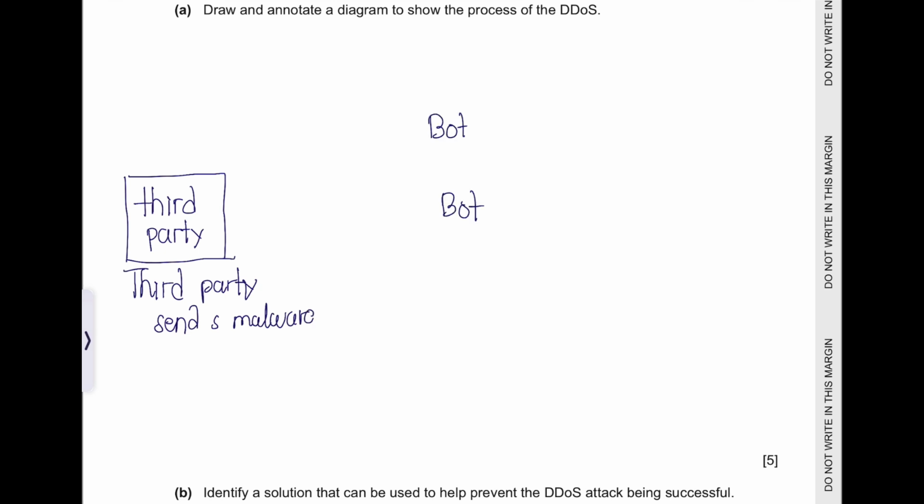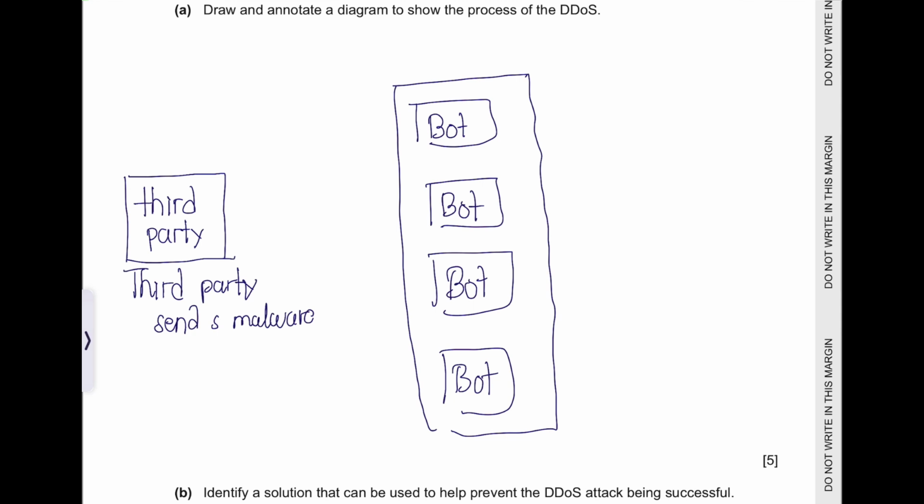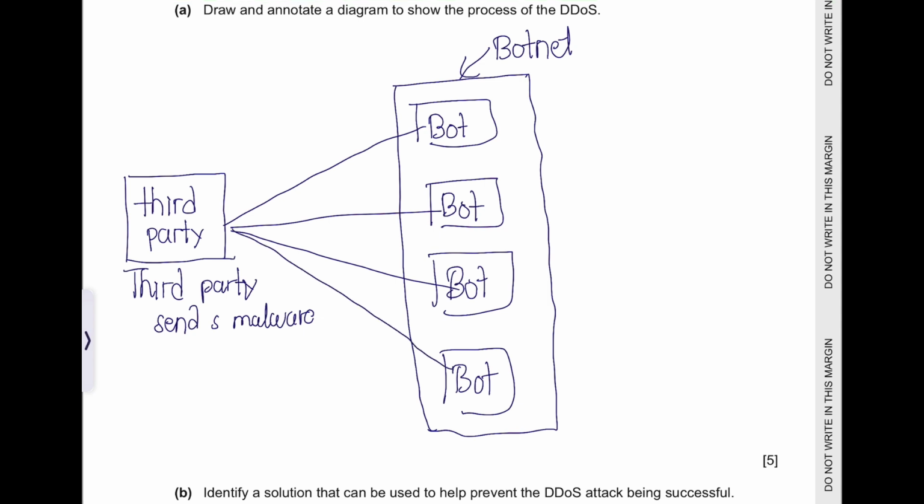I would draw at least 4 to 5 of them, although in real life it can be a very large number. Bot, and I would represent them individually. So these are devices that might be your device as well. And then when you make all of them bots by sending the malware, it'll create something which is called a botnet. So they're in a group now, like a team. So this is what you call a botnet. Now what does it do? It sends malware to each of them. So malware going here, malware going here, malware going here, as well as malware going here.